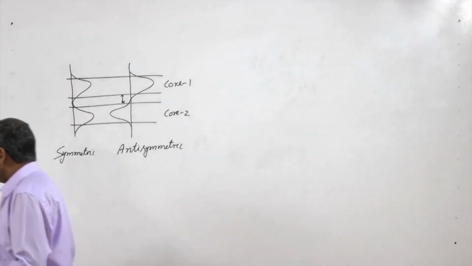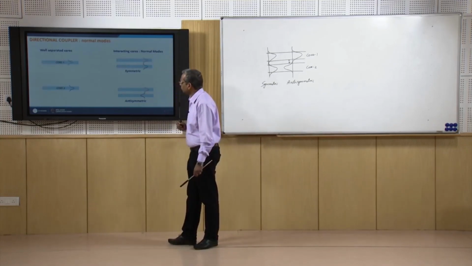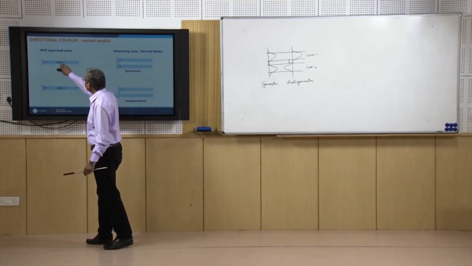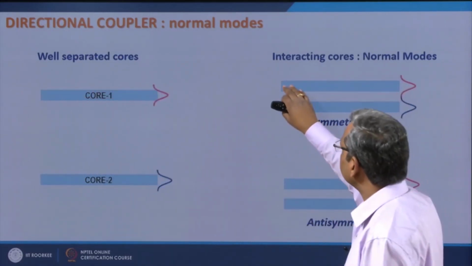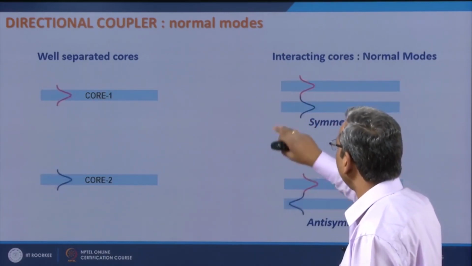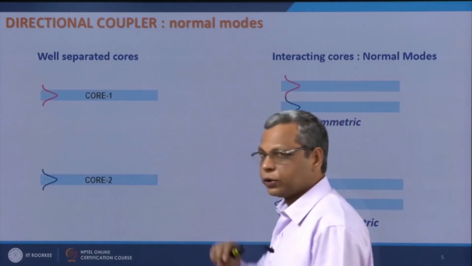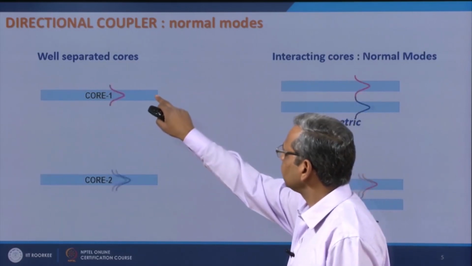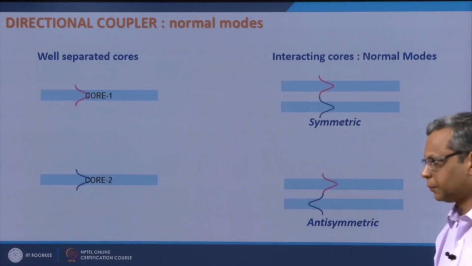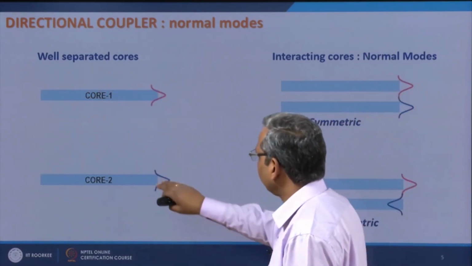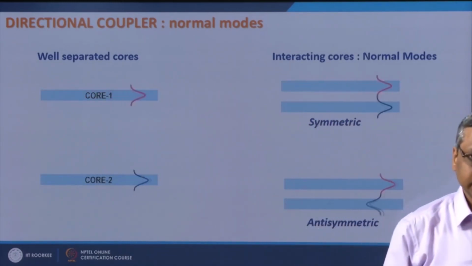Then what happens is that when you bring two cores together, this is not the mode of the composite system. The light in this core is affected by this core and the light in this core is affected by this core. So, these are no more the modes of the system, that is, if I launch this pattern, it will not propagate as it is, it will not retain its shape. Similarly, if I propagate this distribution in this core, it will also not retain its shape.